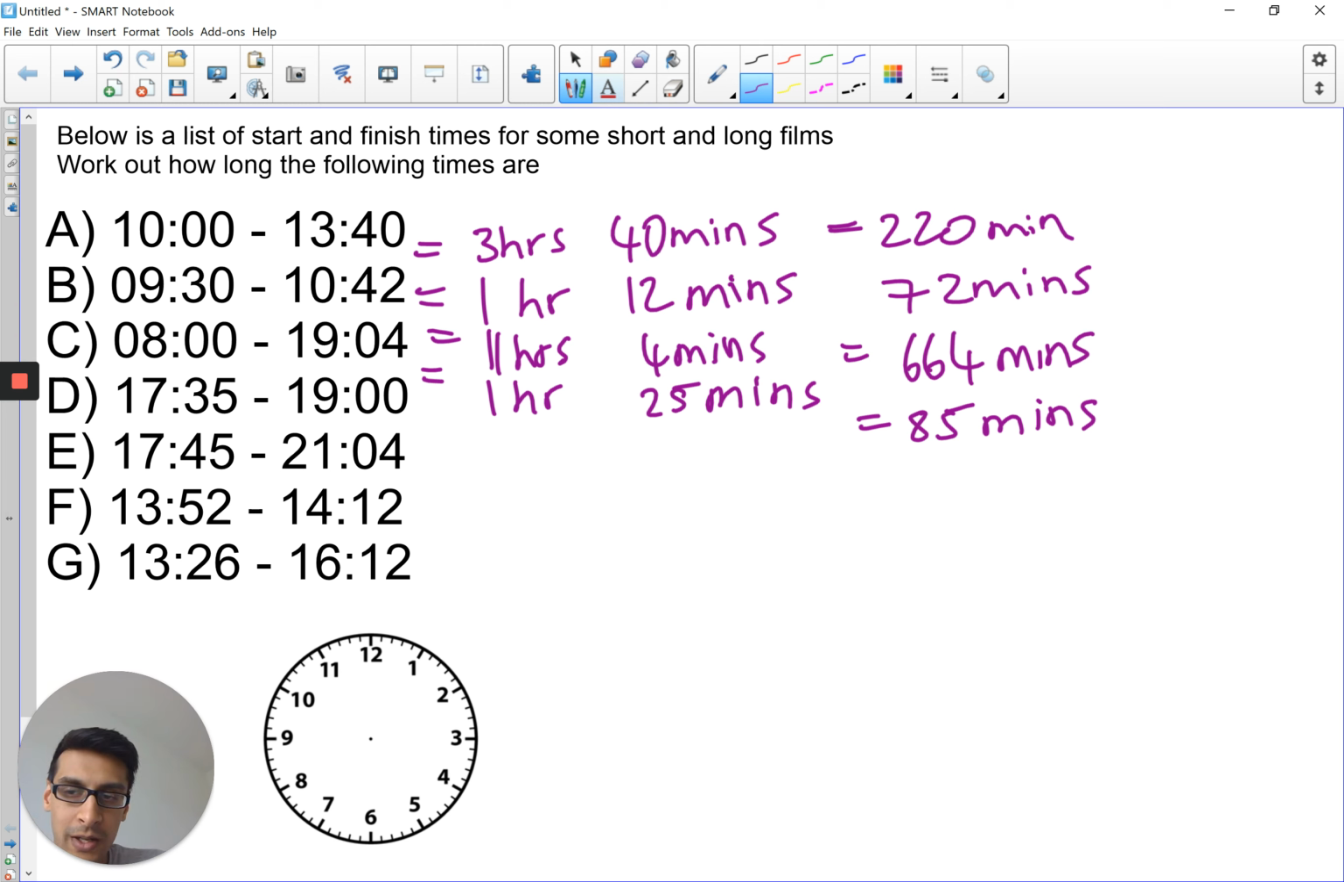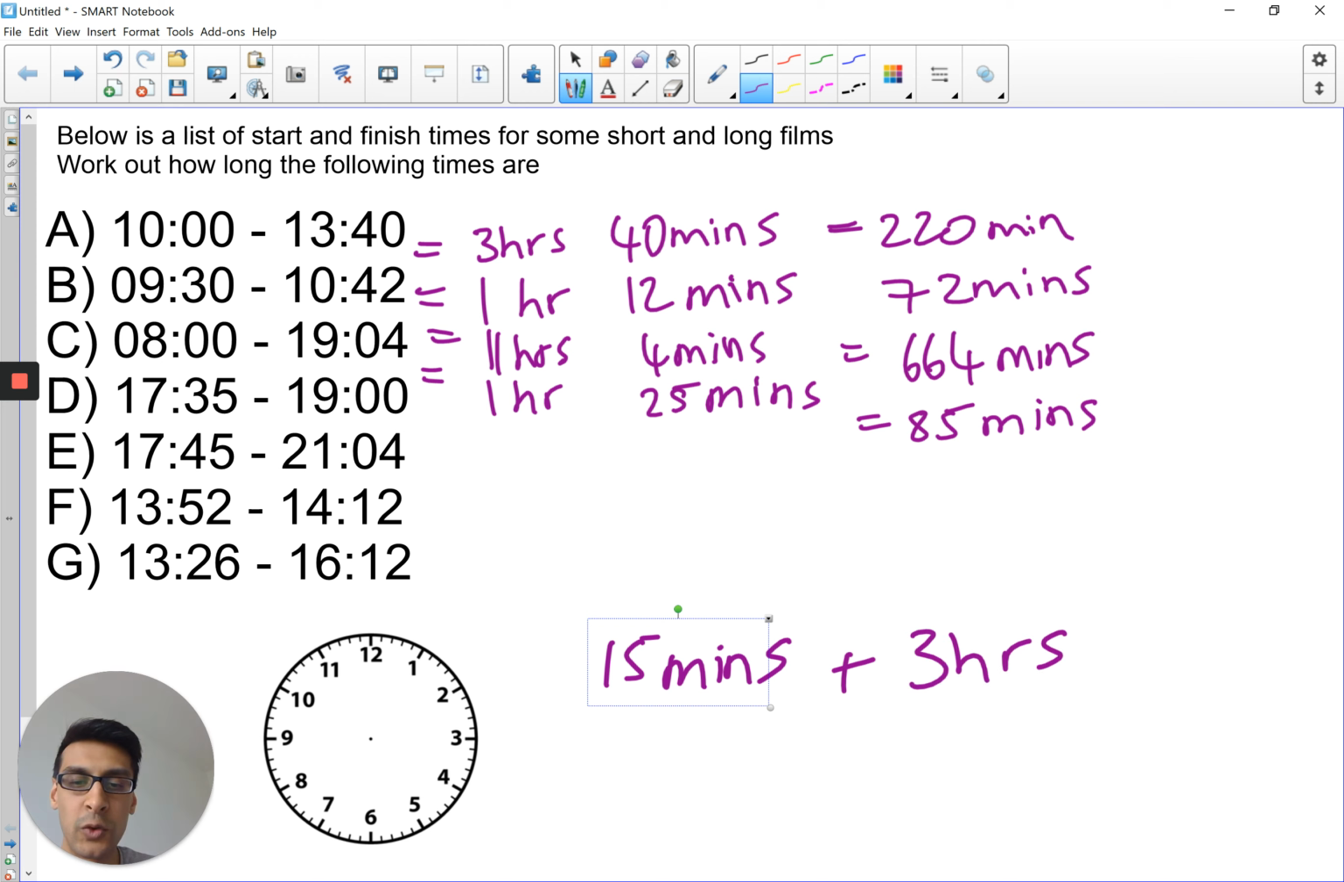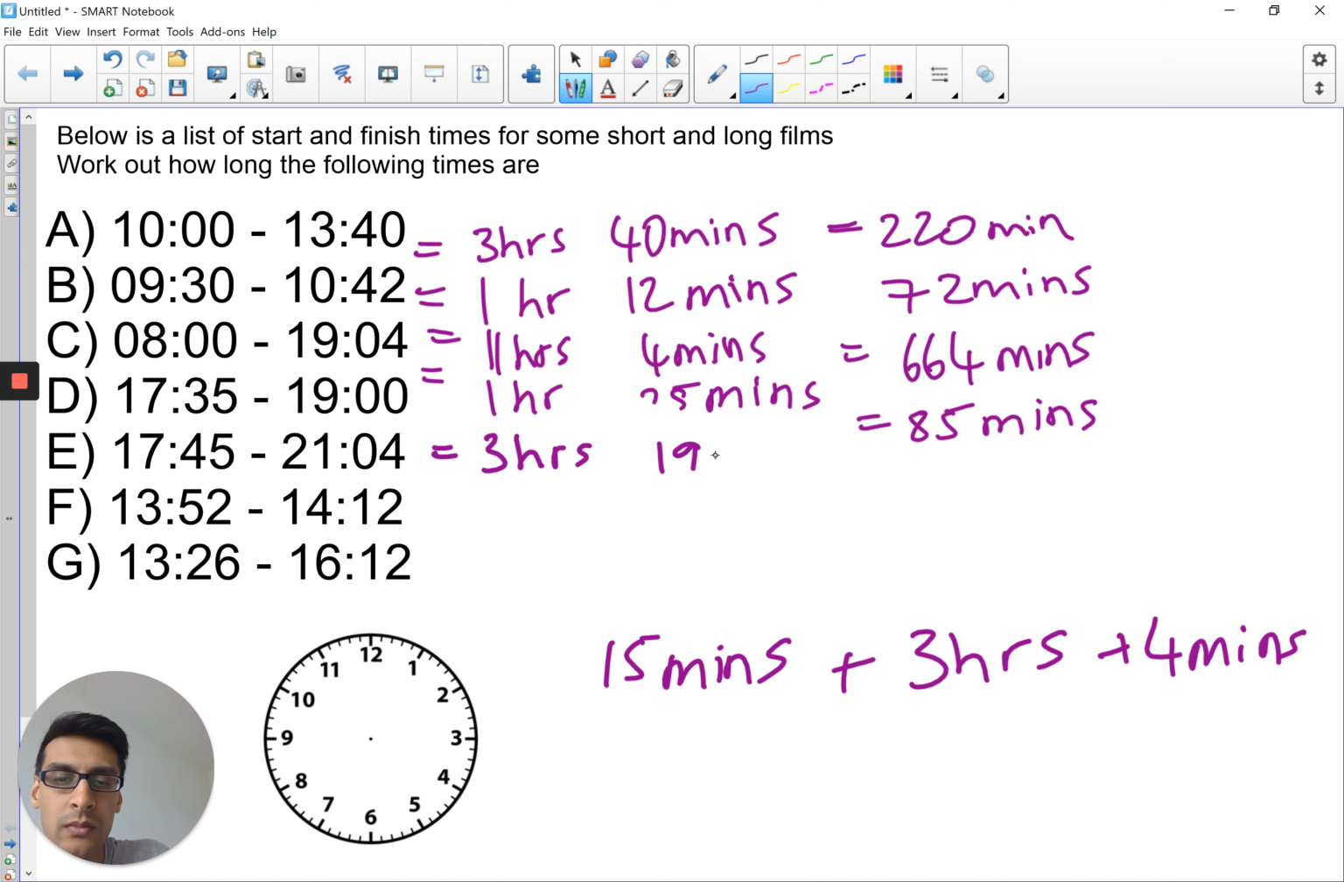So 1745 to 1800 is 15 minutes. 1800 up to 2100, so that's 6 to 9, is going to be 3 hours. And then there's another 4 minutes added on. So altogether, it's 3 hours and 19 minutes. So 3 times 60 plus 19. That's going to be 199 minutes.